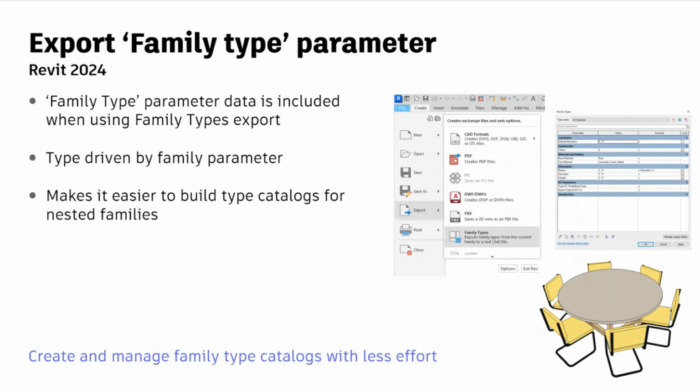Once you've built your family and defined your family types, you can now use the family types export tool to generate a text file. In 2024, the family type parameter gets included in the export, helping you to create a family type catalog with a lot less effort.